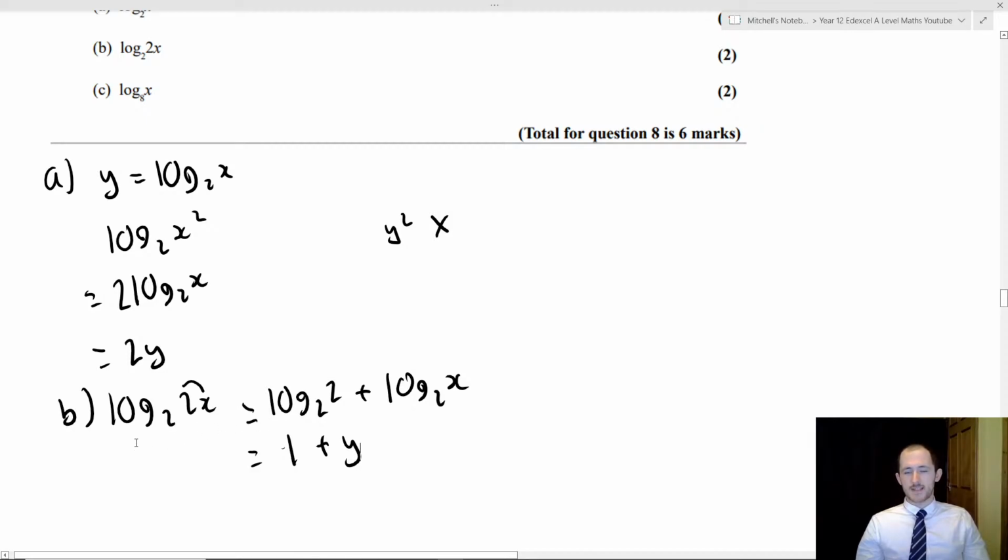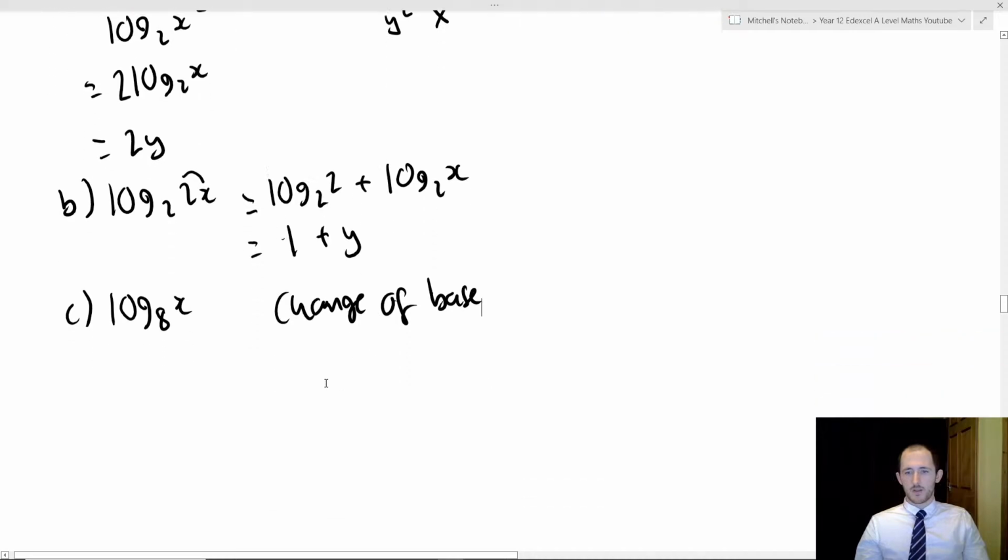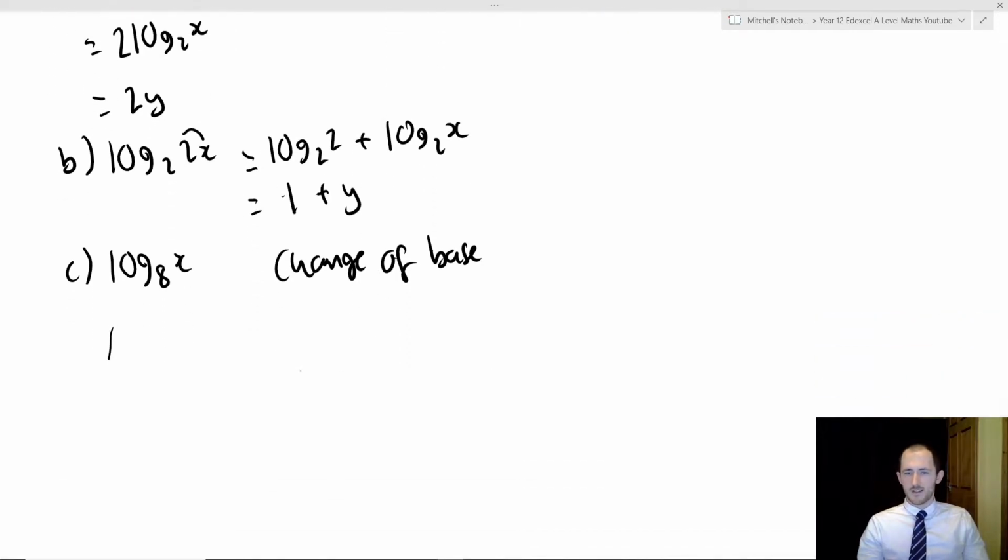This next one is actually not on a lot of your specs anymore. It's a slightly older question. So log to the base 8 of x. This is called a change of base. And what that means is, I'll show you. Log to the base 8 of x is equal to log to the base 2 of x, because 2 is the base we want, over log to the base 2 of 8.